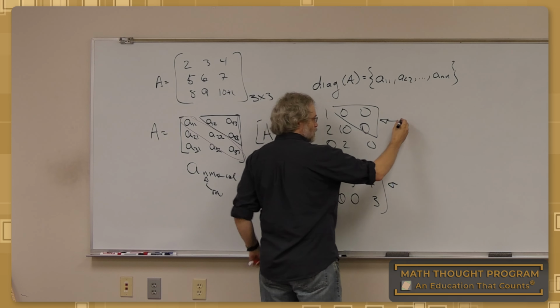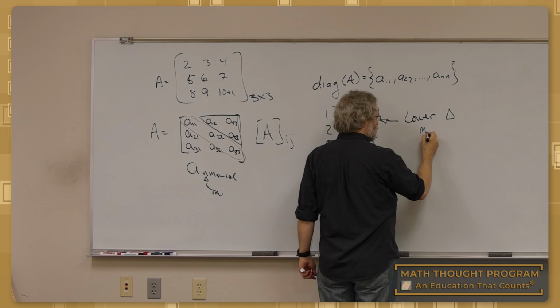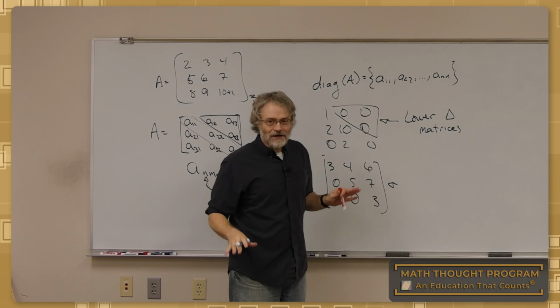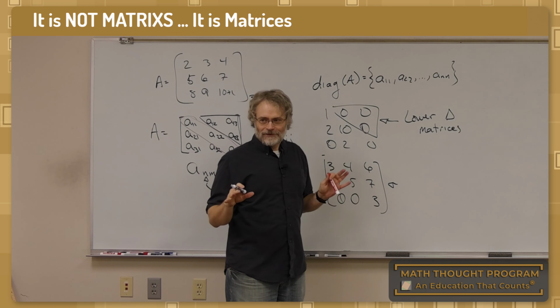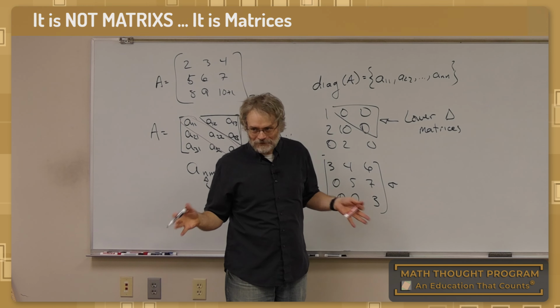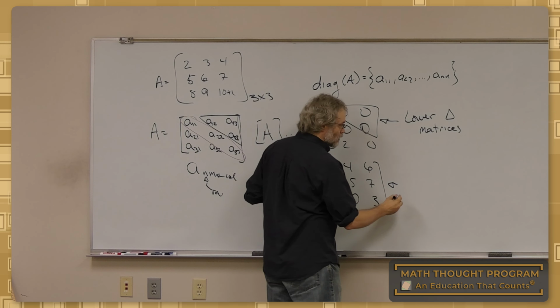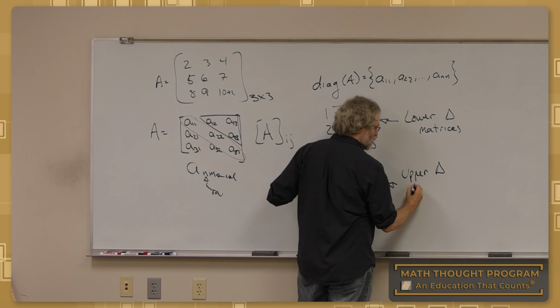Now, these matrices have a special name. Either you have this case, or if you were to have this case. These are known as your lower triangular matrices. And please note, it's not matrixes, it's matrices. A little different. You don't just tack on an S at the end. Okay, here, these are known as your upper triangular matrices.